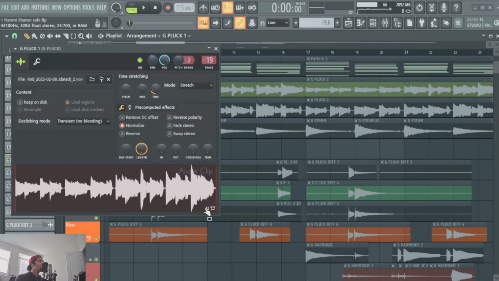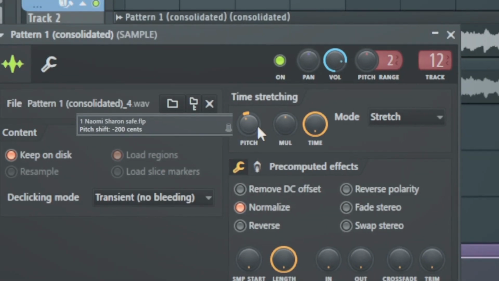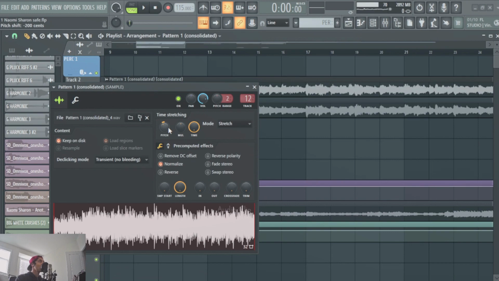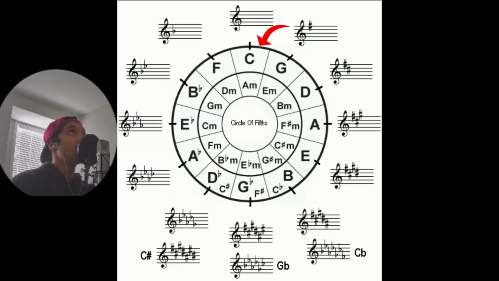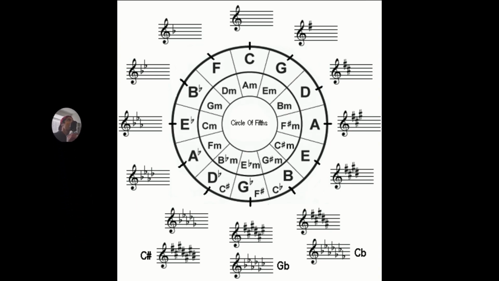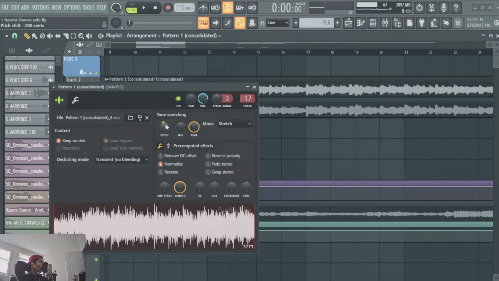Maybe you will have noticed, but the original key was actually different from this one. I pitched it down by 200 cents, which just means two semitones or two keys lower. So I went from C major to B flat. So right now the key is B flat, but the original key was C major.